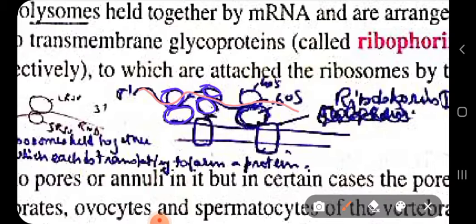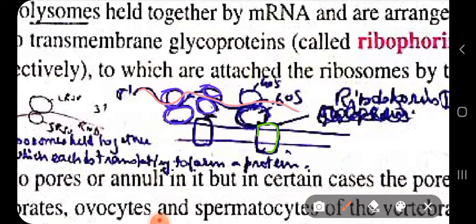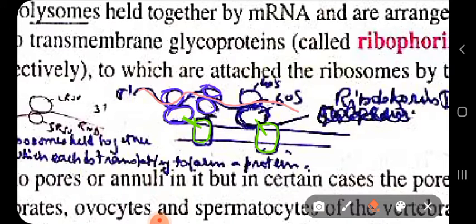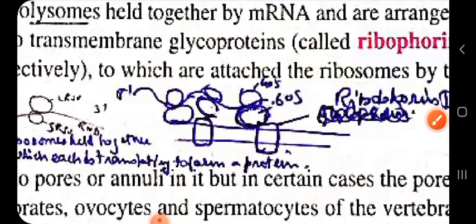and this is your riboforin, which I will show you in green. These are the riboforins which attach with the large subunit, allowing the proteins to be inserted into the lumen of the ER membrane. These are actually the membranes of ER, of RER, better to say, rough endoplasmic reticulum.